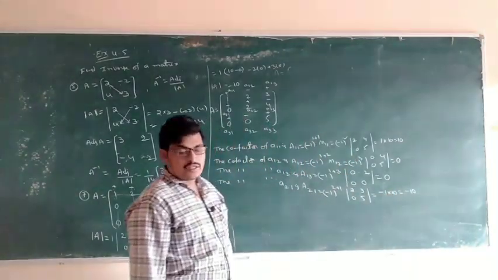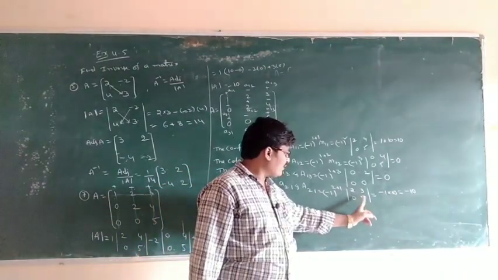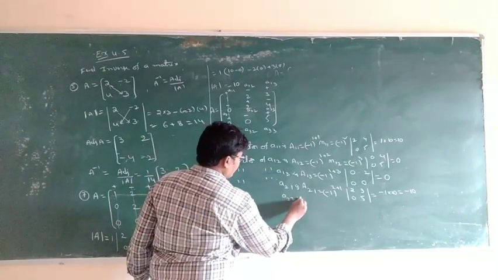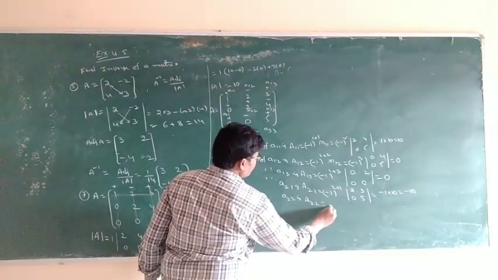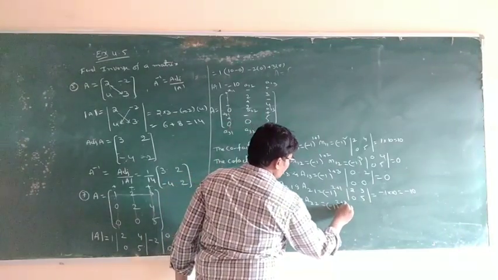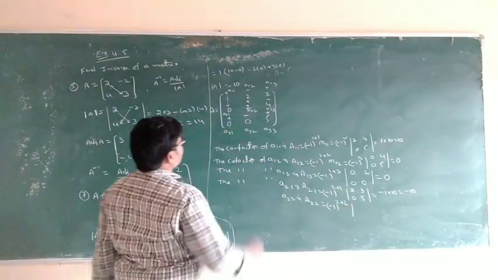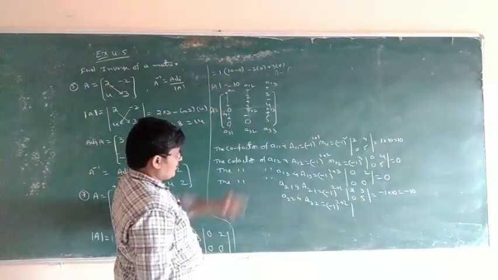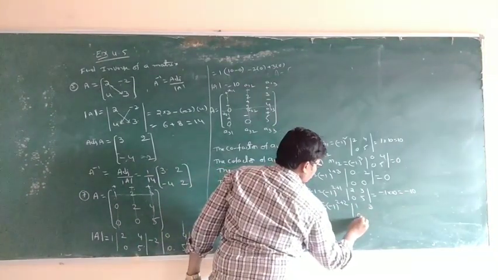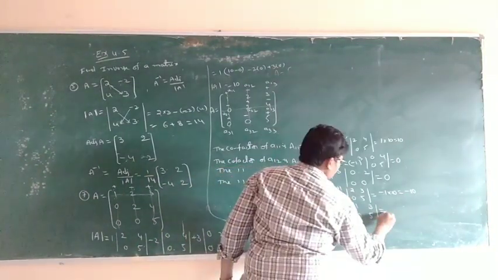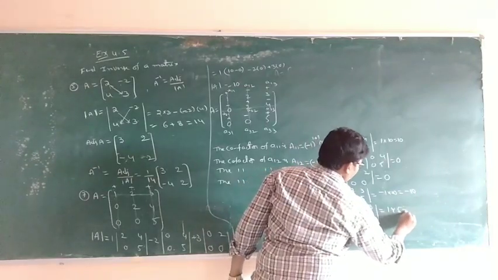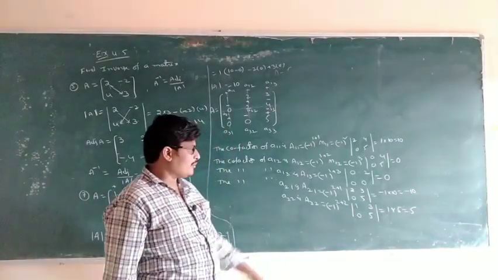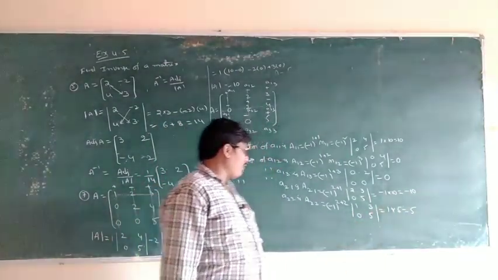Minus 1 whole power 3, minus 1, 2 into 5 is 10, cross multiplication 0. So next, A22. A22 is equal to capital A22, minus 1 whole power 2 plus 2, into this is A22, with the column and row deleted, remaining 1 3, 0 5. So that is equal to 1 into 5 equal to 5. Minus 1 whole power 2 plus 2, minus 1 whole power even number is equal to 1. 1 into 5 is 5.